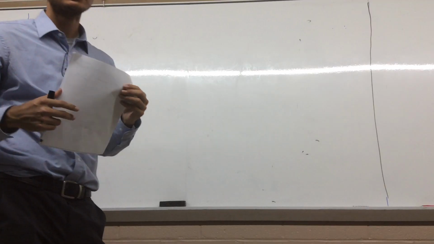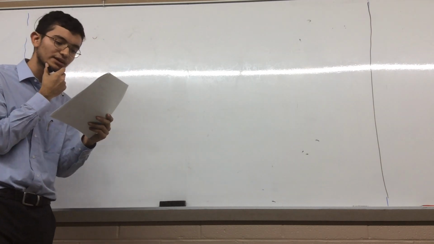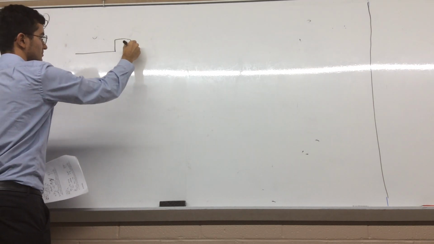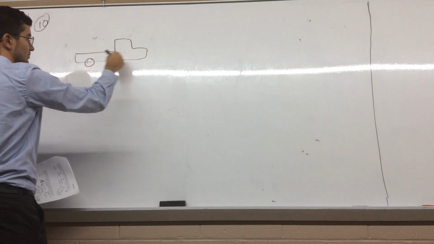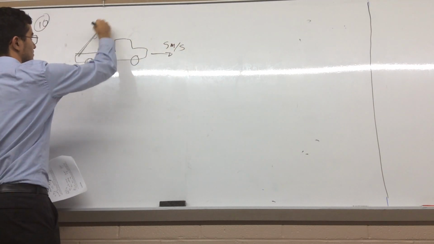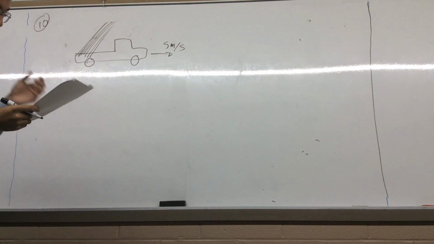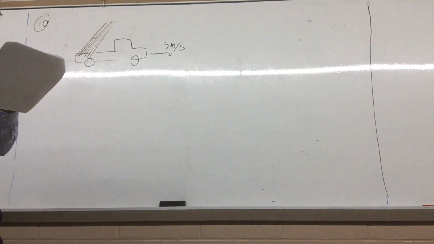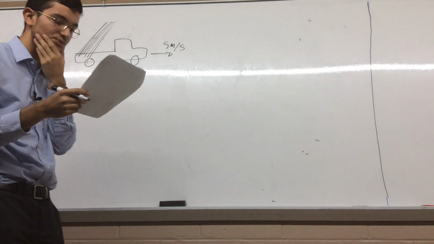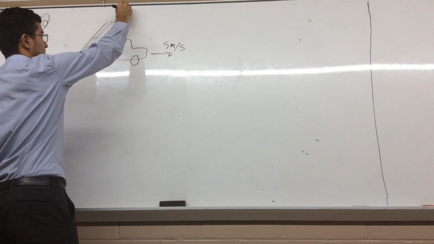All right, so for question 11, we have a rocket launching vehicle moving forward at a constant velocity of 5 meters per second. So this looks like a Soviet Katyusha, basically a rocket launcher. A cannon on the vehicle shoots a shell straight up with a velocity of 20 meters per second.